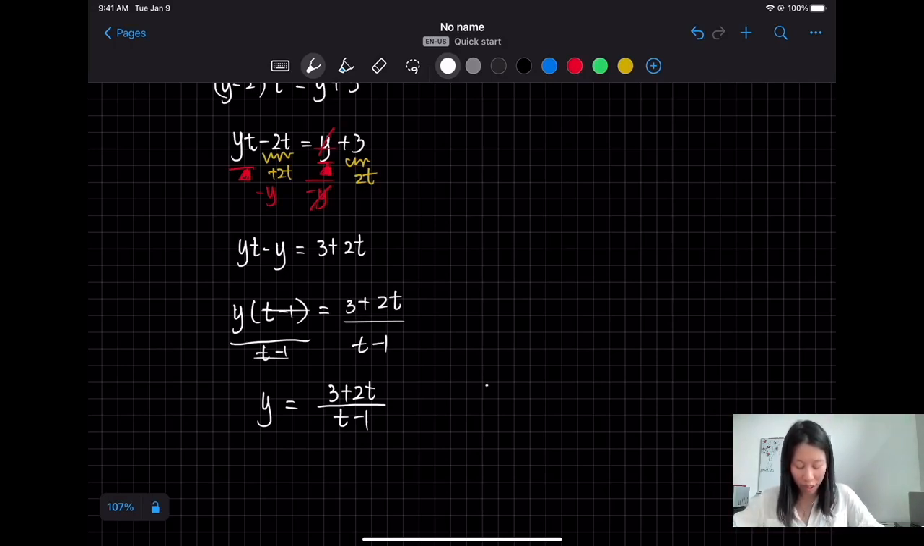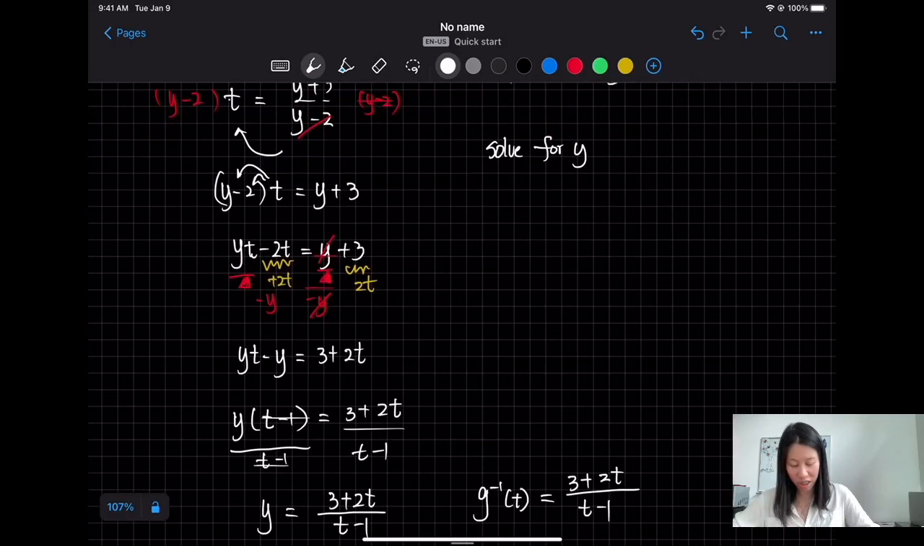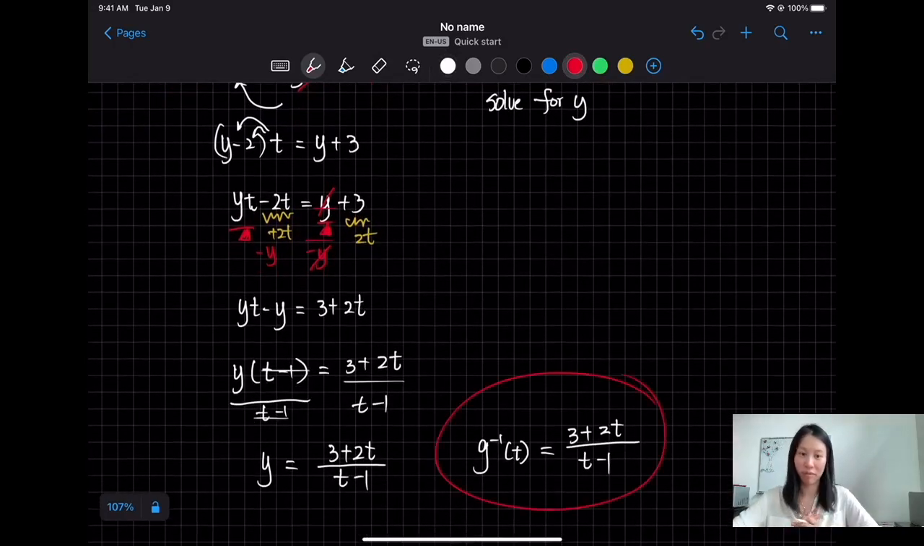And now we will write y as the inverse function of g(t). So that would be the inverse function of g(t), this one.